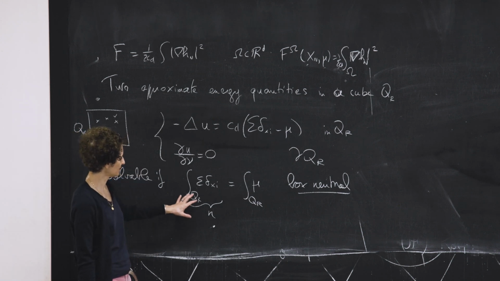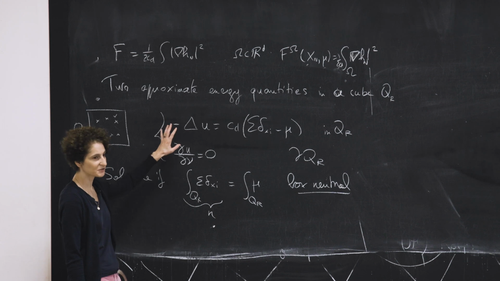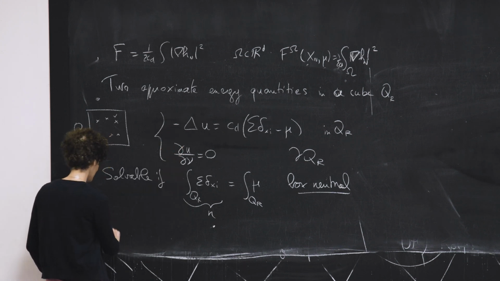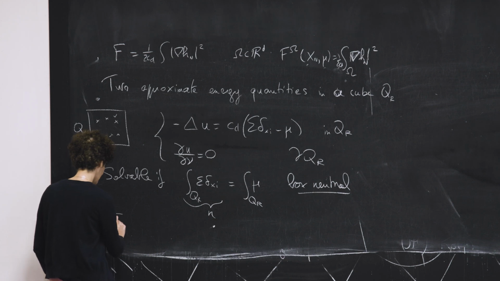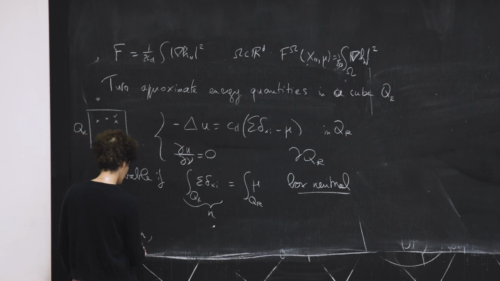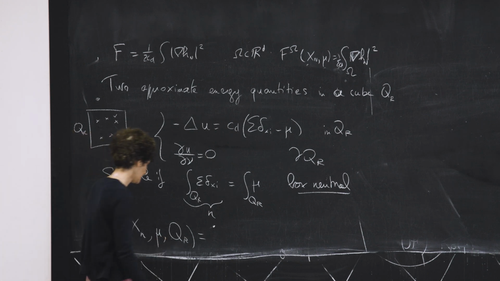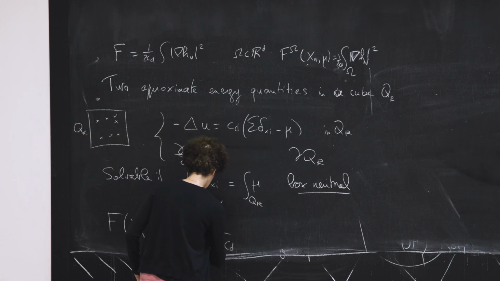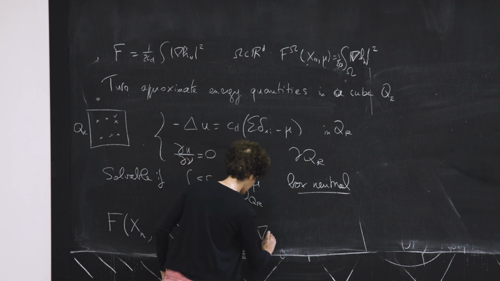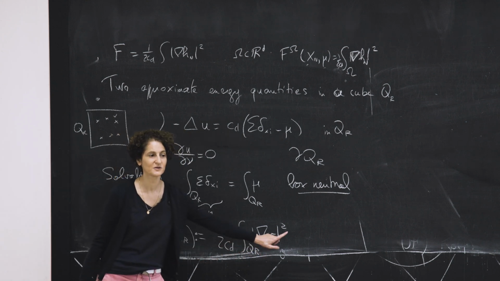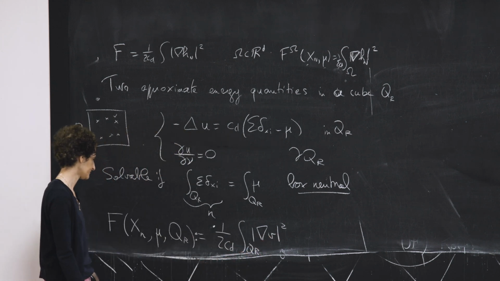Okay, so if things are neutral in that box, then we can solve, and then we define the energy. I'm going to still call it F, and it's on purpose, in fact. So we're going to say that F of my configuration that has little n points with background mu, but in the cube. Now there's a sort of third entry here. That thing is going to be defined as the integral of grad v squared in the cube. And of course, this is to be understood with the renormalization, because otherwise this is infinite.